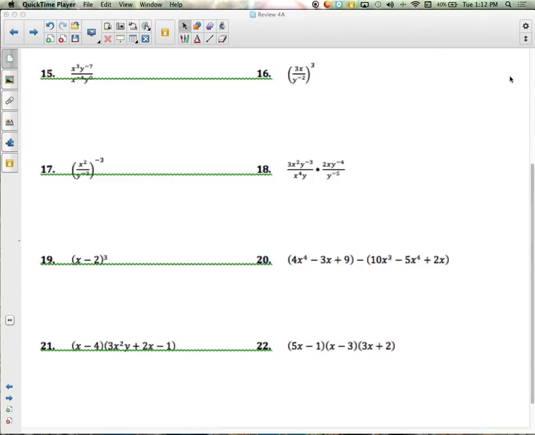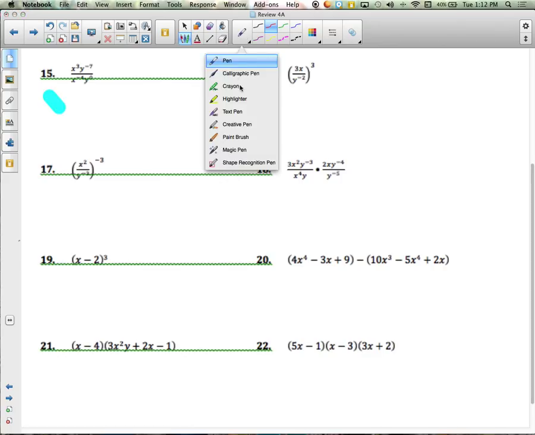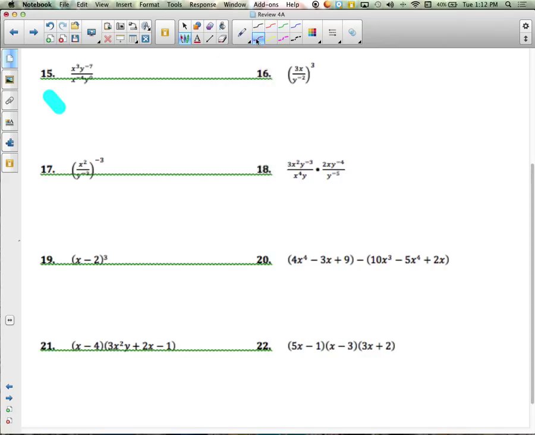All right, question number 15: x to the third y to the negative 7 divided by x to the negative fourth y to the 0 power. When you're dividing same base, you need to subtract the exponents. So I've got the x, and then we subtract the exponents. 3 minus negative 4 is 7.